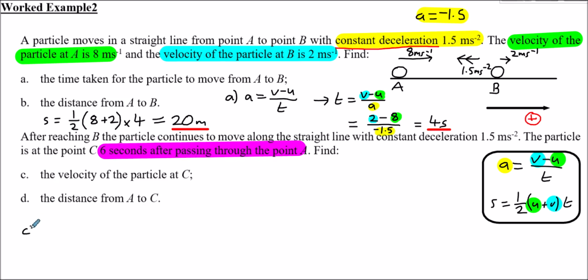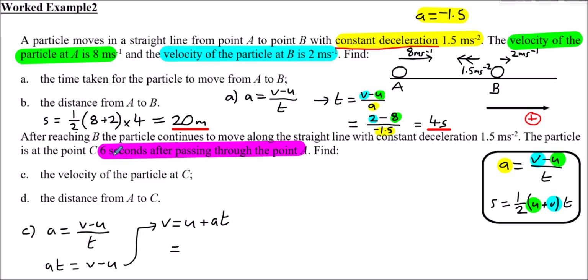So if I just take this and rearrange it, A equals V minus U over T. If I multiply both sides by T, I get that AT equals V minus U. Add U to both sides. Now this is possibly a more common version of the first formula we derived: V equals U plus AT. So this is the rearranged form of the first equation we're going to use.